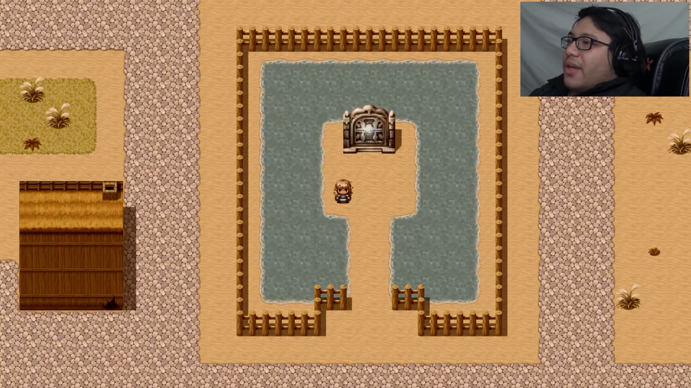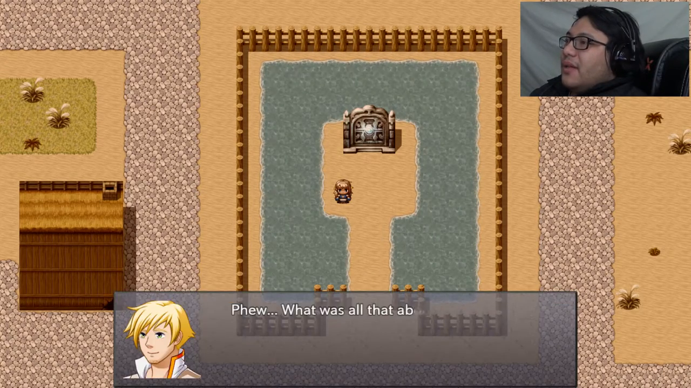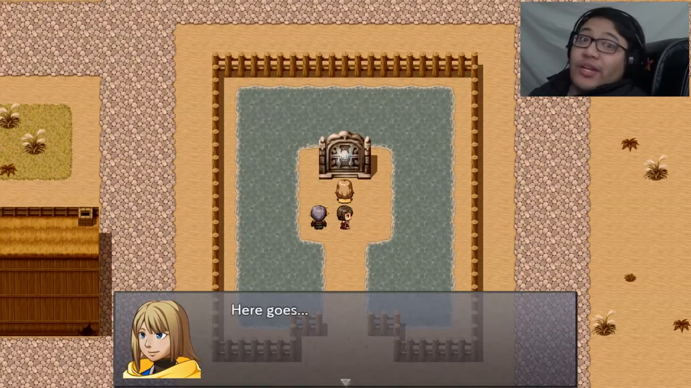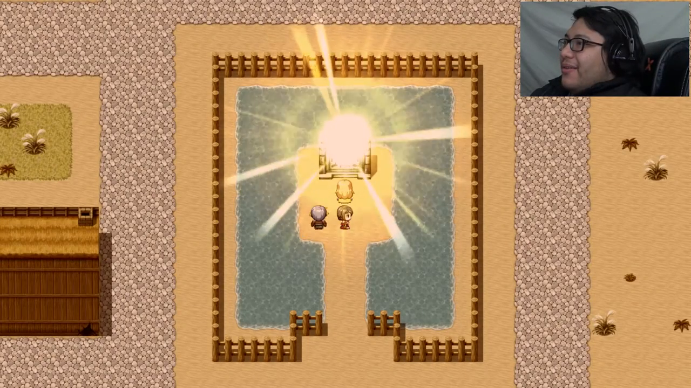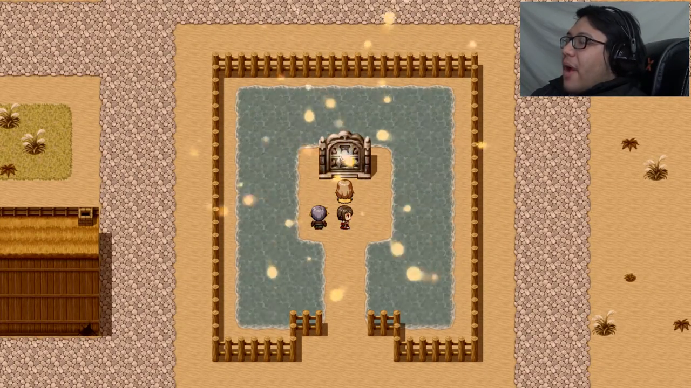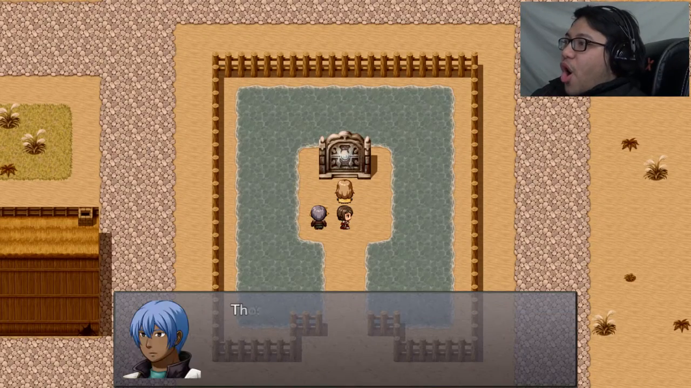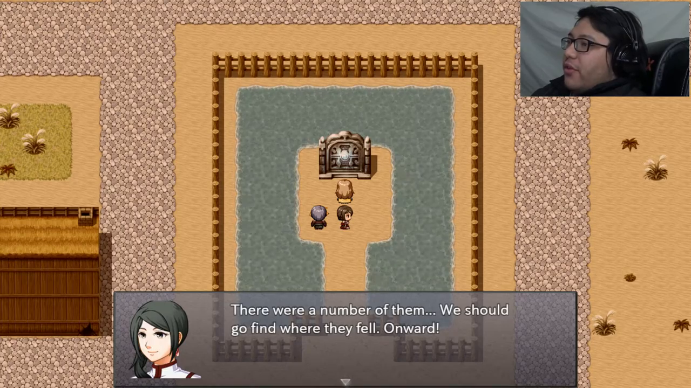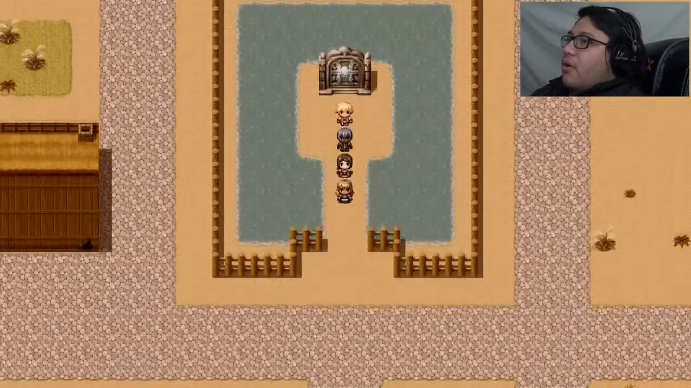Good God, why? Phew, what was that all about? I don't know, but I have a feeling there's something behind this gate. Claire, would you help me? Alright, well, okay, so we're gonna do it now? Oh, good God. Okay, now, how are you gonna explain that? Whoa! Those balls of light just scattered everywhere. There were a number of them. We should go find where they fell. Onward!